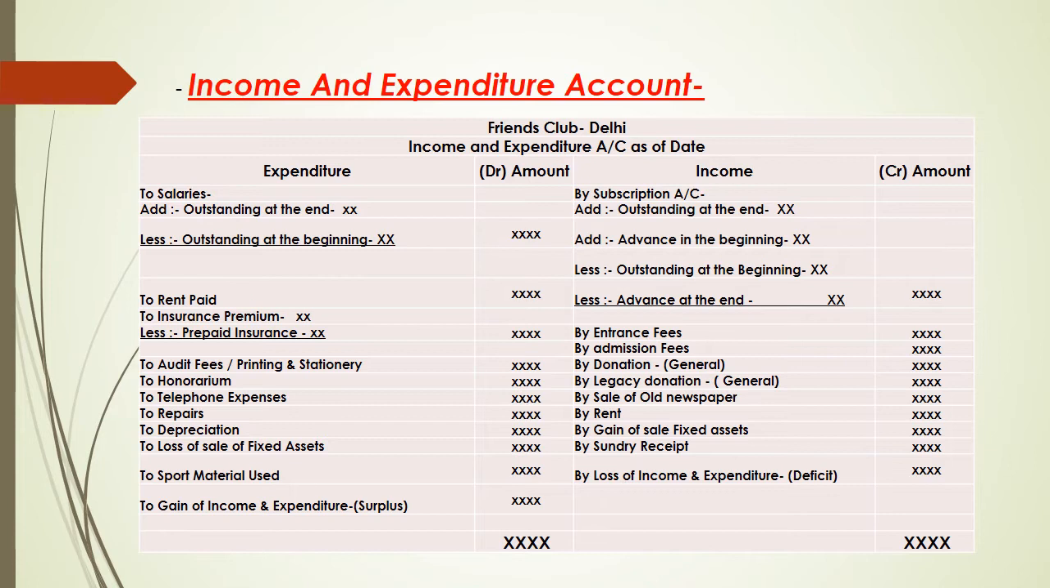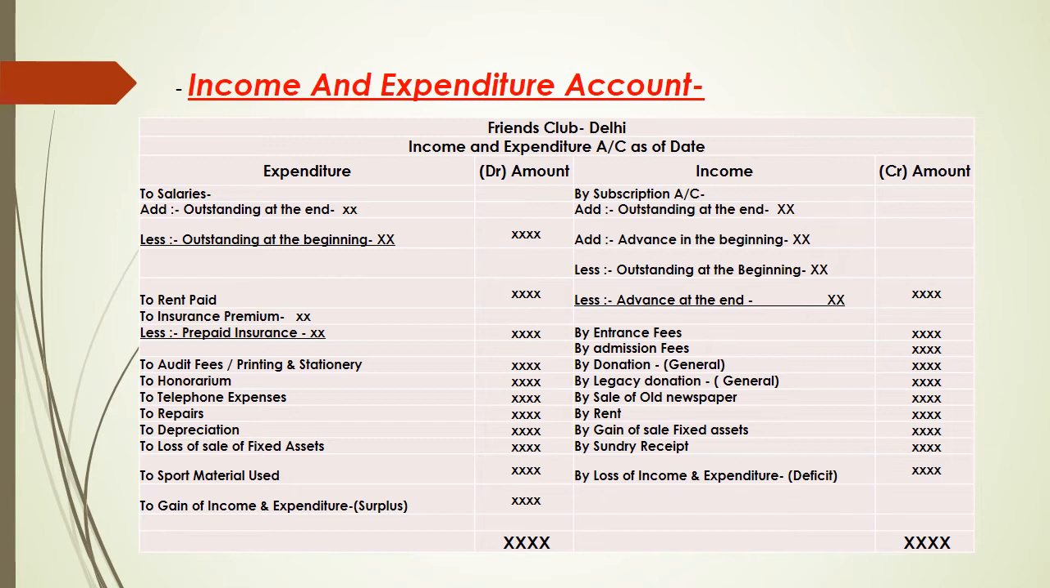Understand, students, what I am telling: whatever amount has been received from a person which is related only to the current year should be included. If it is not related to the current year but to the previous or any next year, that amount will be deducted from the income side of the subscription account.